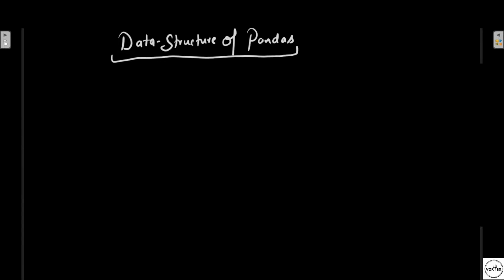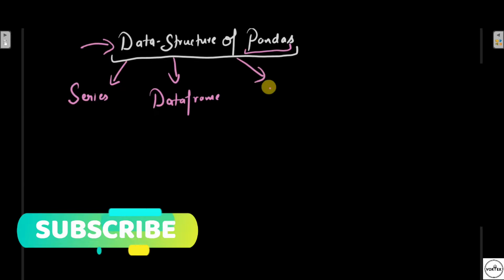Hello all, in this session we will have a look at the basic data structures of our Pandas package. Let's understand that. The first and foremost one is the series. The second one is something known as the data frame. And the third one is the panel.